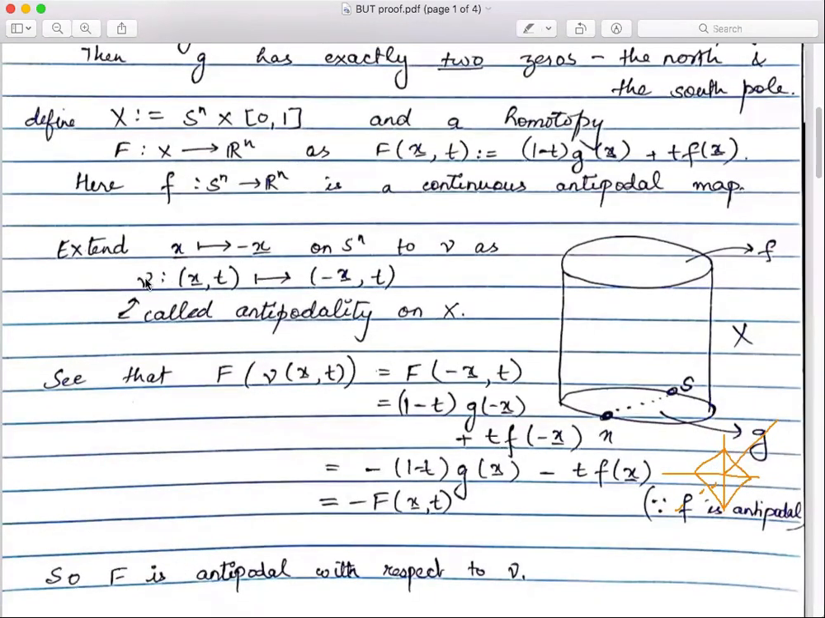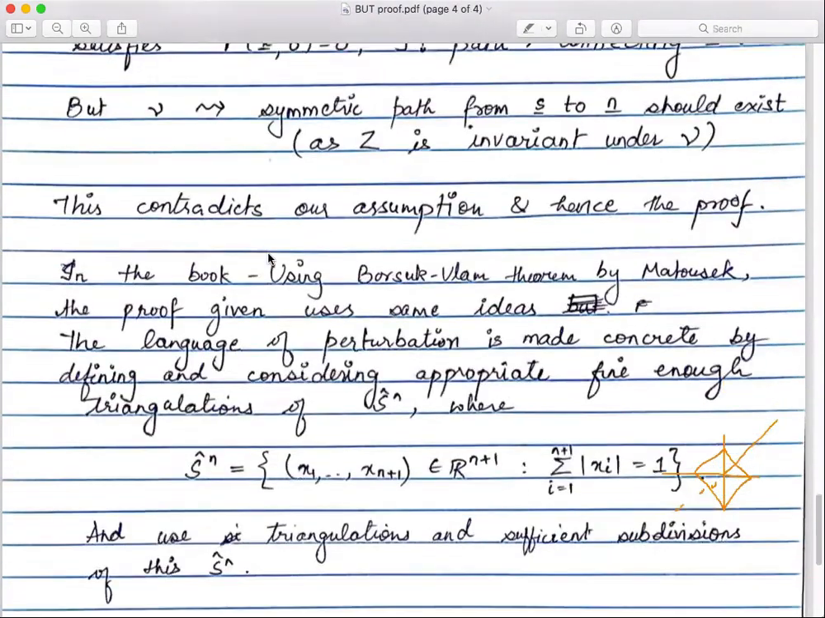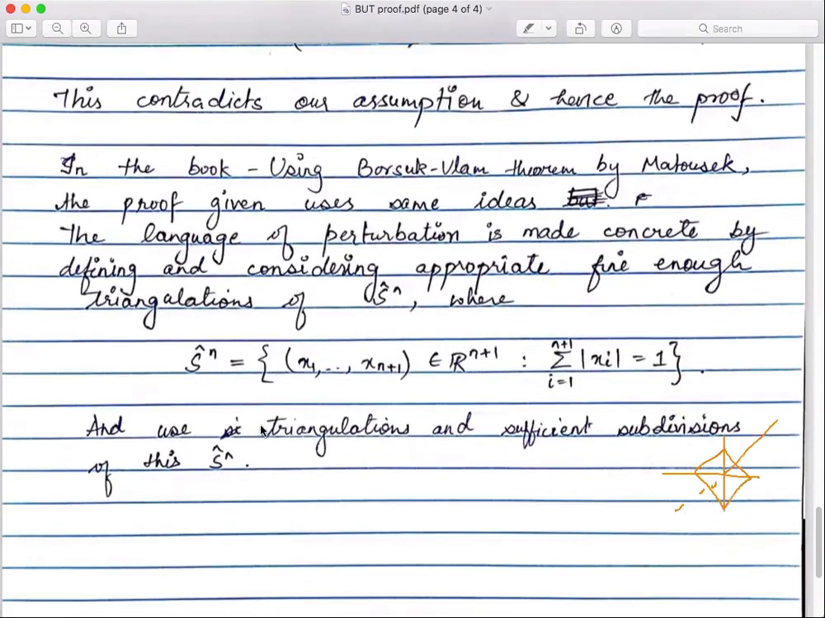For this, you would still choose the same X as Sn hat times I hat now and do the rest of it. So you can look that up, and this is using the same ideas but doing it through the language of simplicial complexes, taking all the triangulations and doing enough subdivisions using barycentric subdivision, etc.